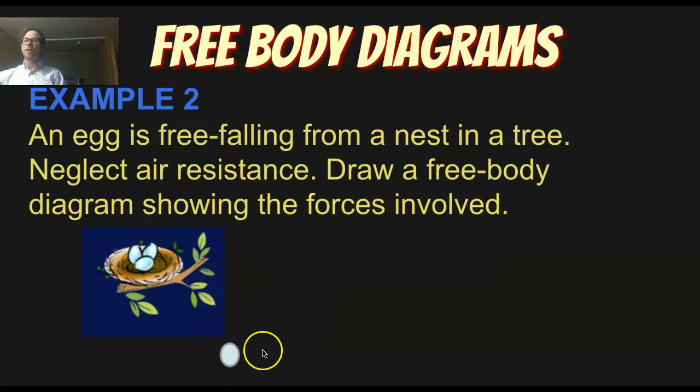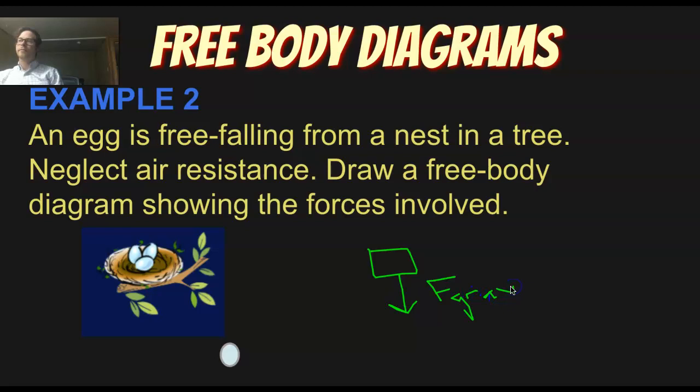Okay, well, I'm interested in this egg right here. That's my first step. And my second step, I'm just going to draw a square to represent the egg. So this is the egg. What is happening to it? Well, it's falling downwards. We know that gravity is involved. So I'm going to draw a downward arrow, and I'm going to label it F grav for gravity.